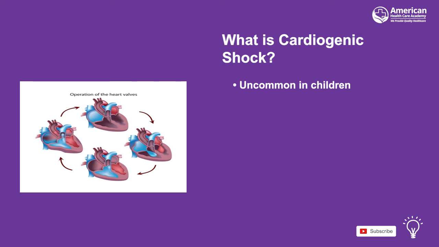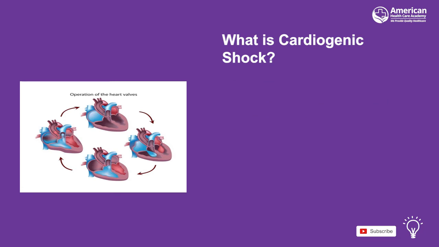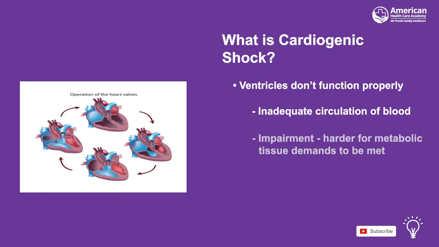Cardiogenic shock occurs when there is an impairment of heart contractility and the heart does not pump enough blood or oxygen to vital organs. The ventricles of the heart stop functioning properly, resulting in inadequate circulation of blood throughout the body and an impairment that makes it harder for metabolic demands of tissue to be met. Recognizing this condition and its signs during the early onset can make treatment more effective.